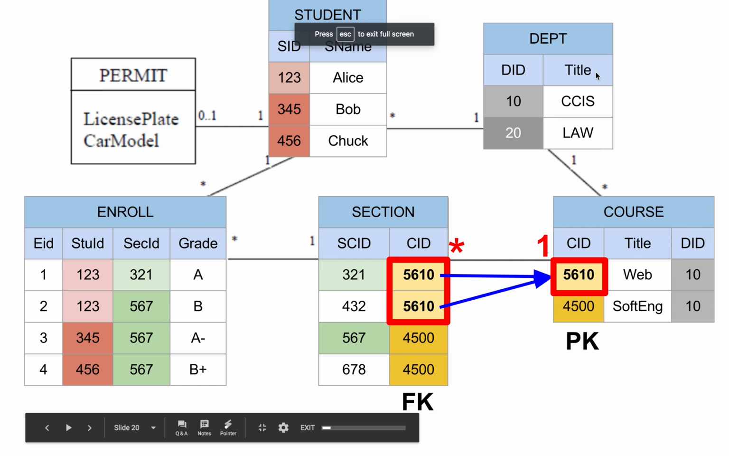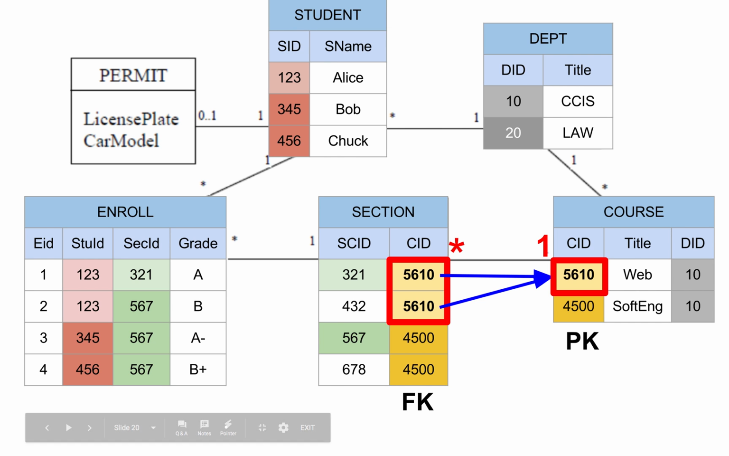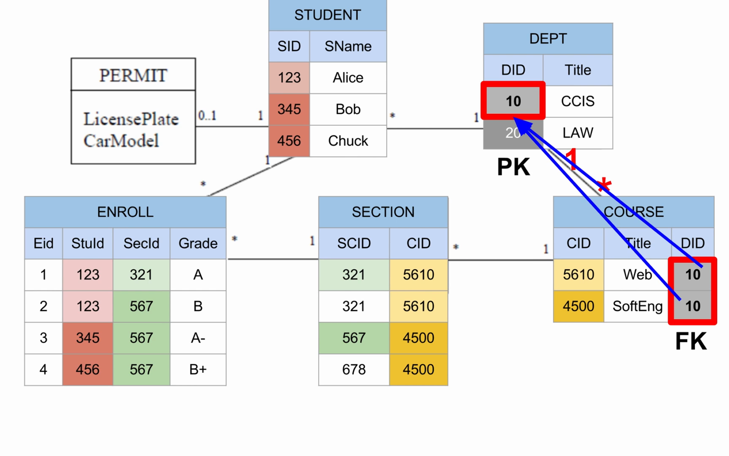Here we have 2 sections, section 321 and section 432. Both of them are 2 different sections of the same course, web, 5610. And finally, both courses, web dev and software engineering, are courses that are being offered by the same department, CCIS. Yes? That makes sense? All right.